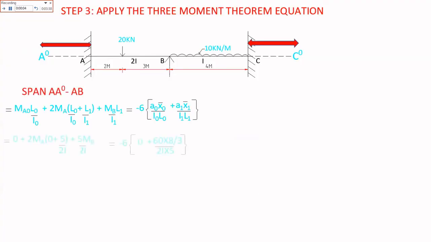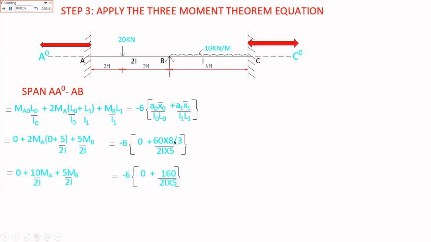So if you work that out, the equation further reduces to 0 plus 10MA over 2I plus 5MB over 2I equals -6 times the bracket. If you simplify the equation further and multiply throughout by 2I, this reduces to 10MA plus 5MB equals negative 192, and that will be our equation number 1.